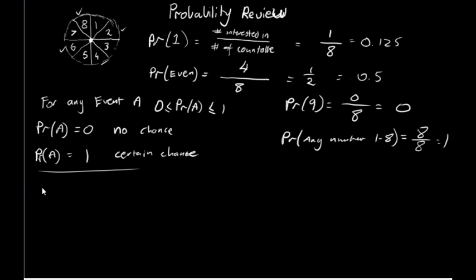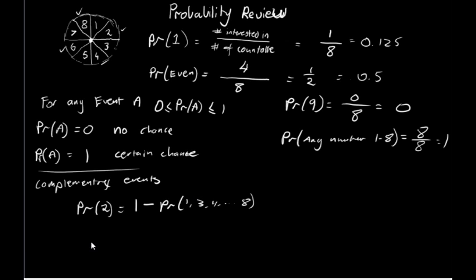Complementary events is another interesting concept. So I could be looking at finding the probability of getting a 2. Well, I can find that that is going to be the same as finding a certain chance minus the probability of 1, 3, 4, all the way up to 8. So every other number except for 2. There are 7 other numbers other than 2 out of 8. So the probability of 2 would be 1/8.